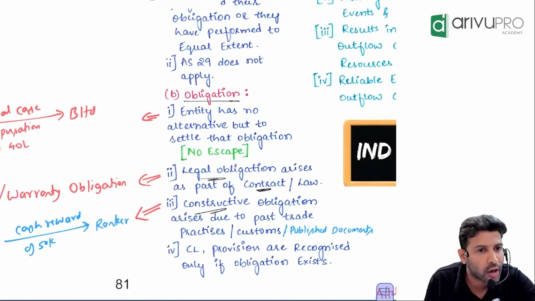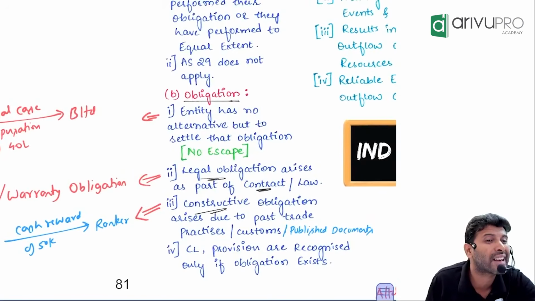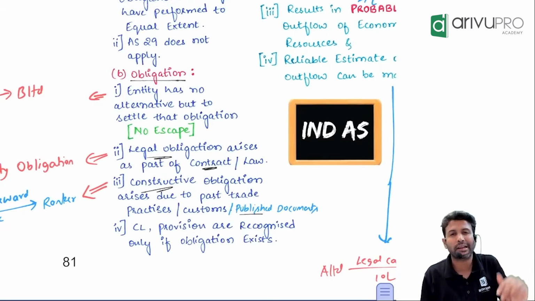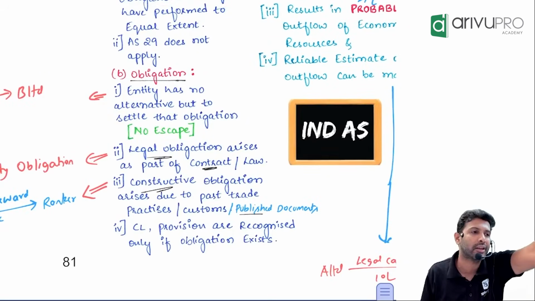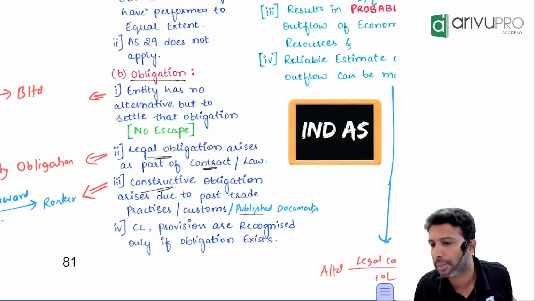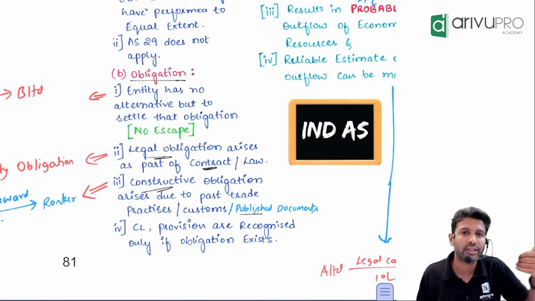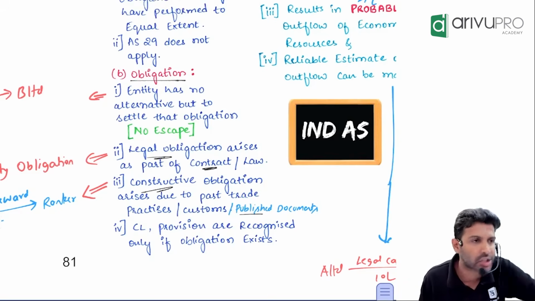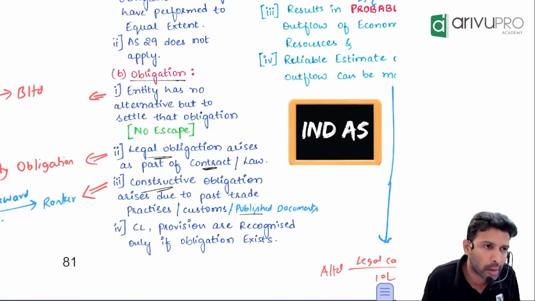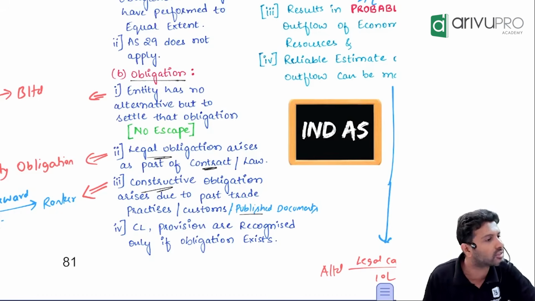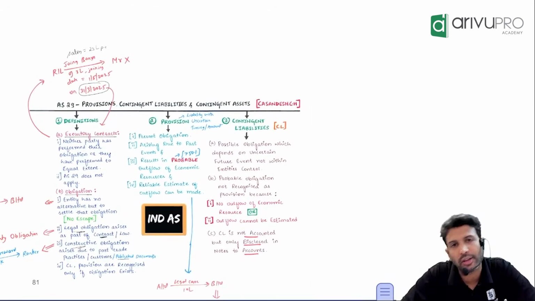Such an obligation we call a constructive obligation. Have we made any contract or is it due to previous practices? If due to previous practices, if any obligation is established for the other party, what do we call it? Constructive obligation. From the AS 29 perspective, either we can have a legal obligation or we can have a constructive obligation. Anyone is good enough. Either legal or constructive, anyone is good enough. Okay, Ji. This is the basic.